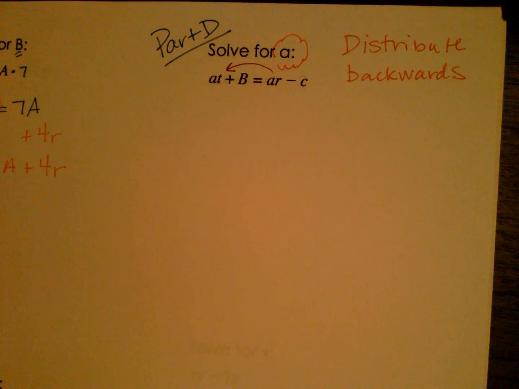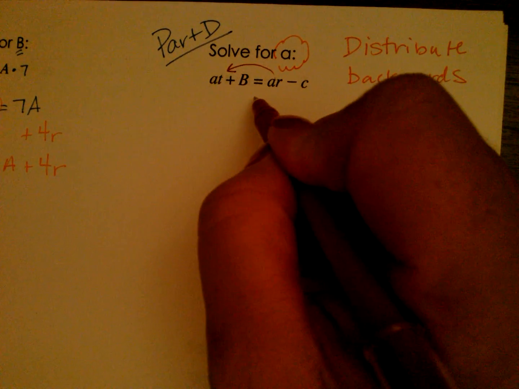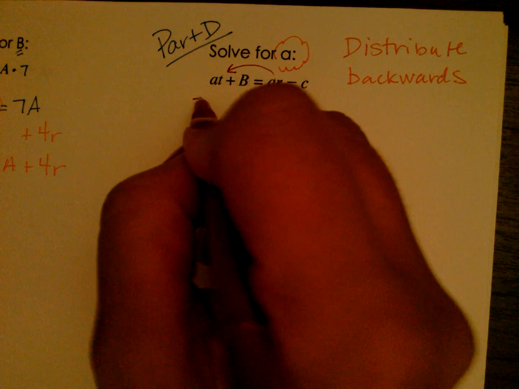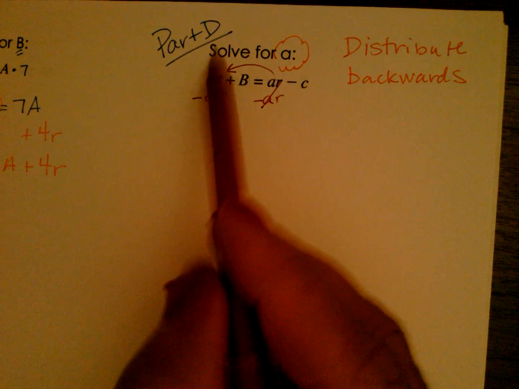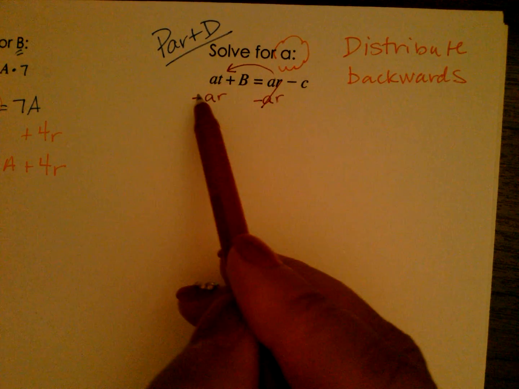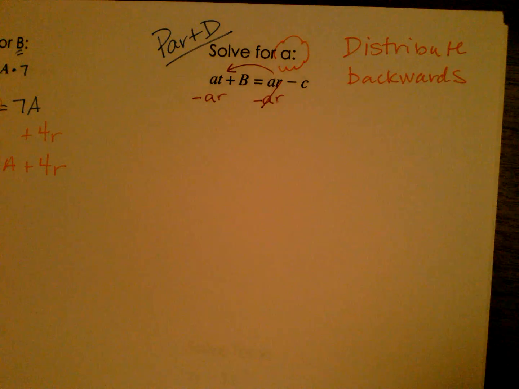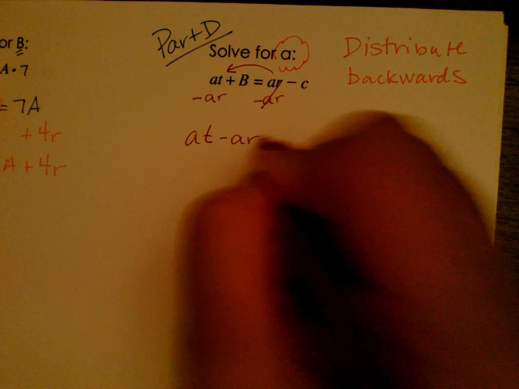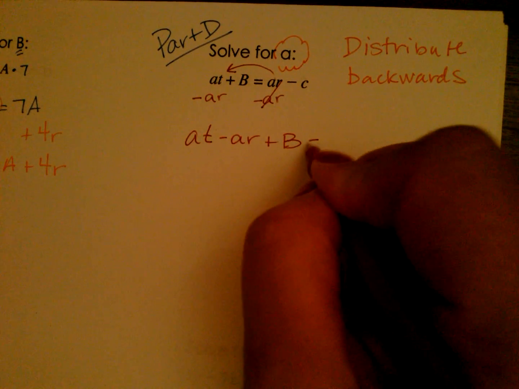I need to move AR. So I'm going to subtract AR, subtract AR. These are not like terms. This is A times T. This is negative A times R. So I'll copy down the B.